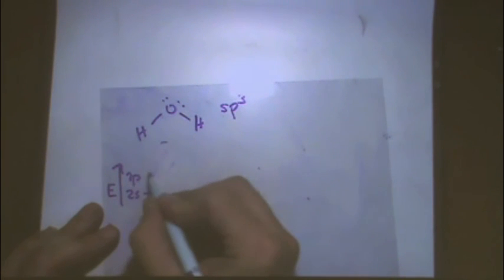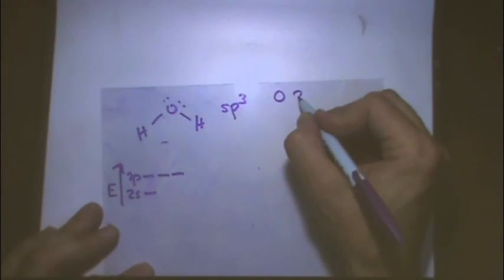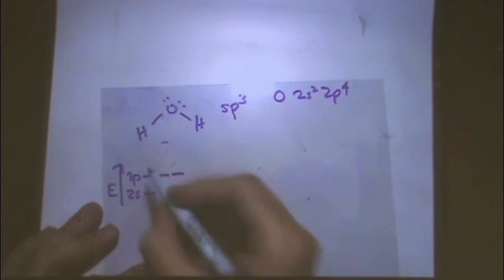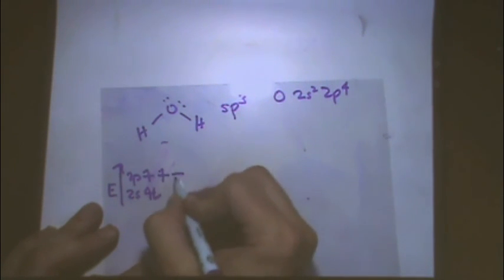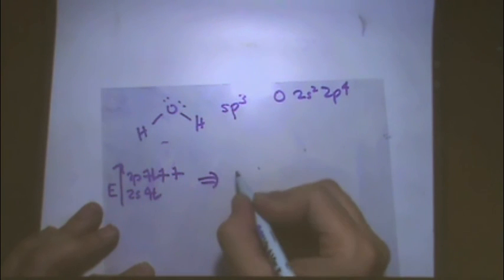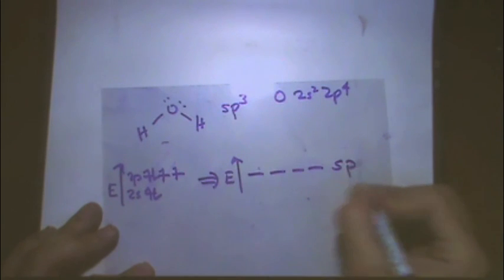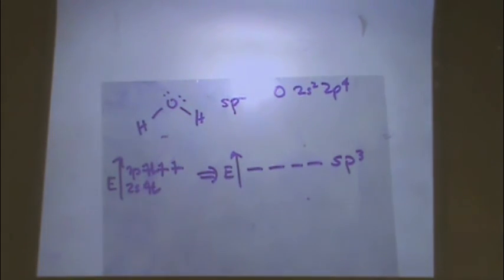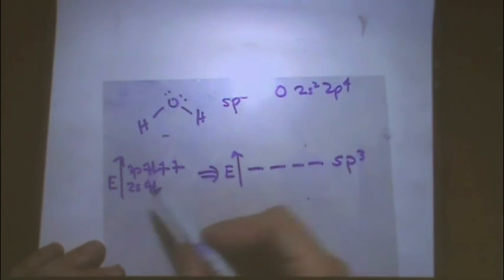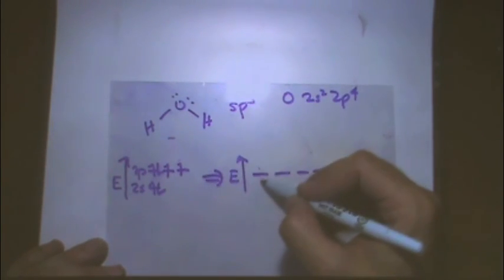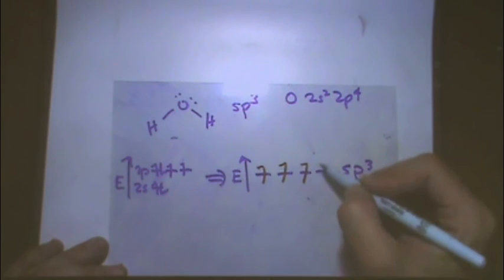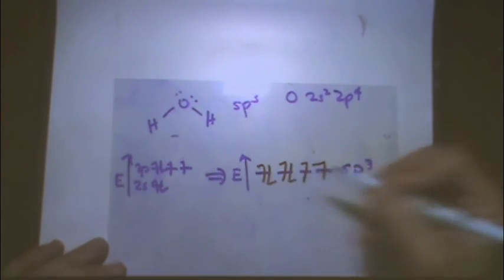Okay. So you go unhybridized on the left: 2s, 2p. For oxygen, it's 2s2, 2p4. So 2s2, 2p1, 2, 3, 4. You'd hybridize this. In this case, I know it's sp3, so I'm going to draw that. And I have all my electrons here. That's 1, 2, 3, 4, 5, 6.